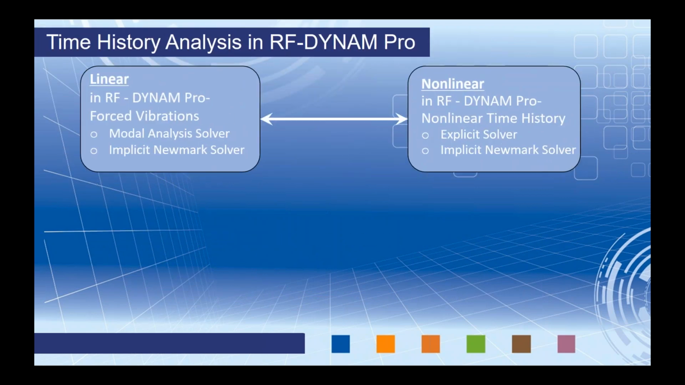So as I mentioned before, with time history analysis, we have both the linear and nonlinear options available. Now, as far as the linear time history analysis, this is available in DYNAM Pro Forced Vibrations. We have two different solvers, the modal analysis solver and the implicit Newmark solver. I'll get much more into detail on these solvers in just a minute, but as an overview, the linear analysis neglects structural and geometric nonlinearities. This does run a first order analysis and assumes small deformations.